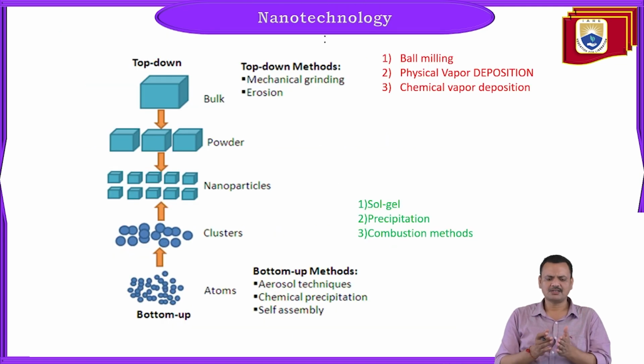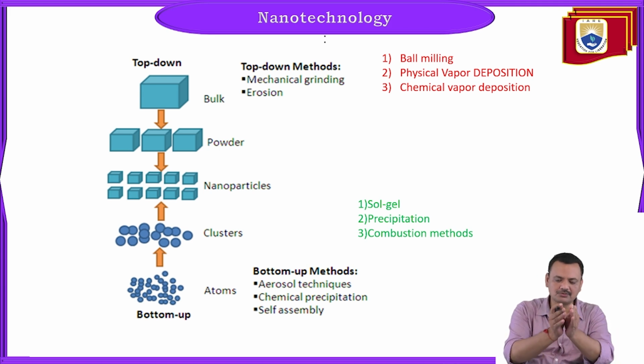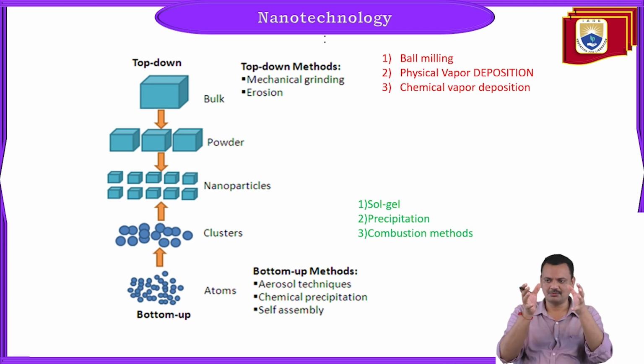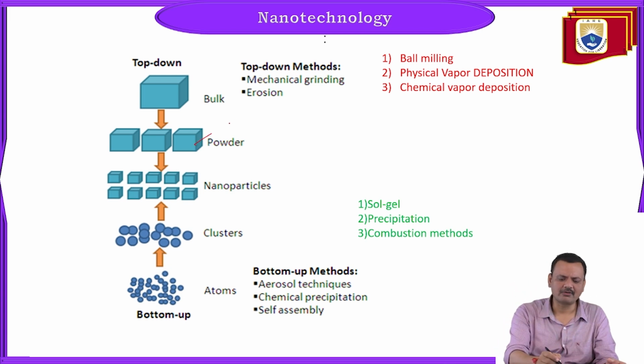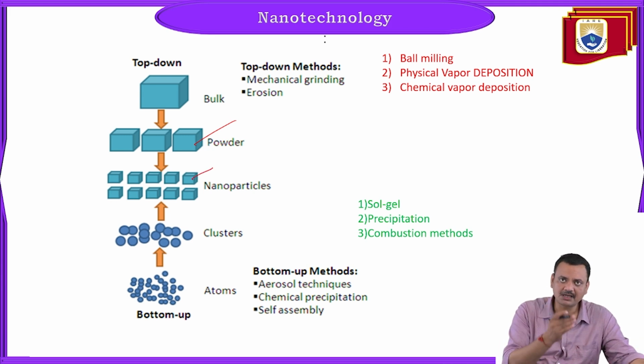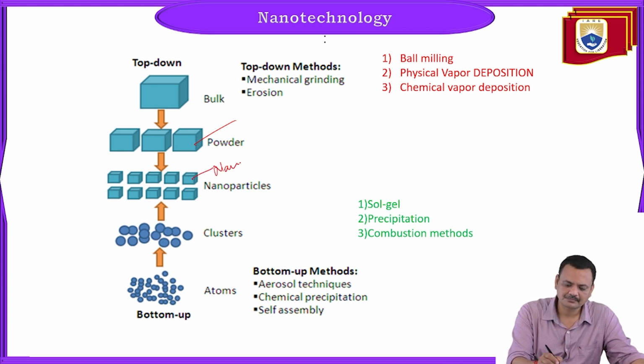Okay, so now there are some techniques to prepare these nanoparticles. The broader classification for preparation of nanoparticles is the top down and bottom up approach. In the top down approach, you consider the bulk material. Initially you have to choose the bulk material, then crush it into powder form, then further crushing. These powders will come into the nano region, means 1 to 100 nanometer.